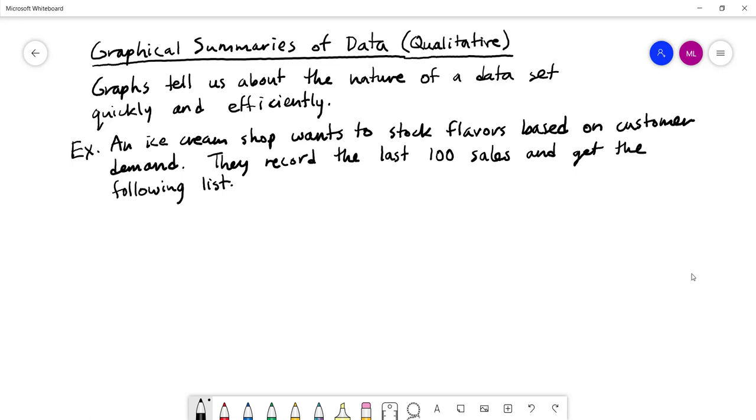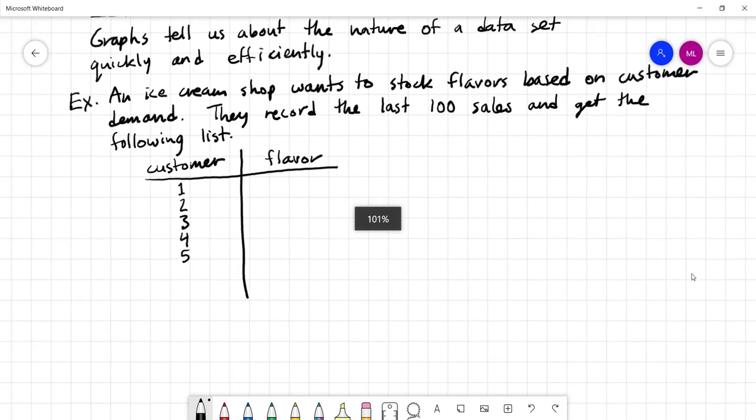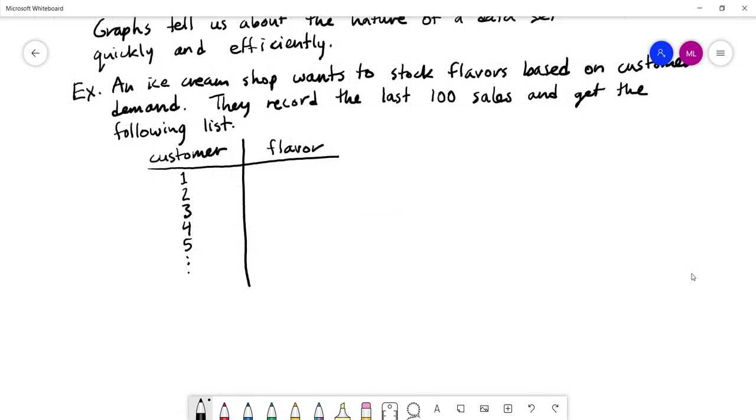So, they'll have the customer, and we'll have the flavor, and maybe we wind up with a big long list. Again, I won't write their names. We'll just say customer 1, customer 2, customer 3, customer 4, customer 5, so on and so forth, all the way down the list, down to the 100th customer. And maybe to make things easy, let's say this shop only sells a few flavors. They've got strawberry, vanilla, or chocolate. And so the first customer ordered vanilla, and then the second one ordered chocolate, the third one ordered chocolate, then there was a strawberry, then a vanilla. The last customer ordered chocolate.